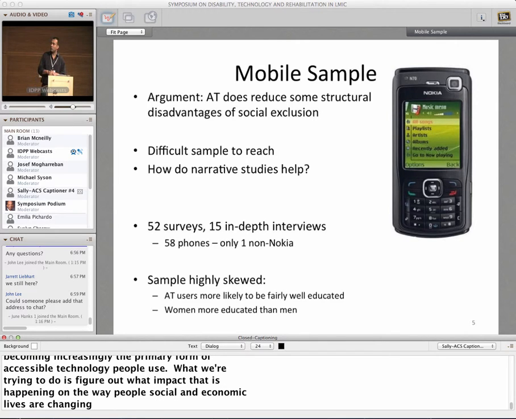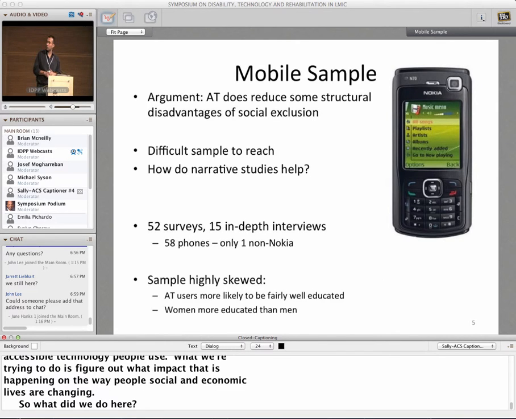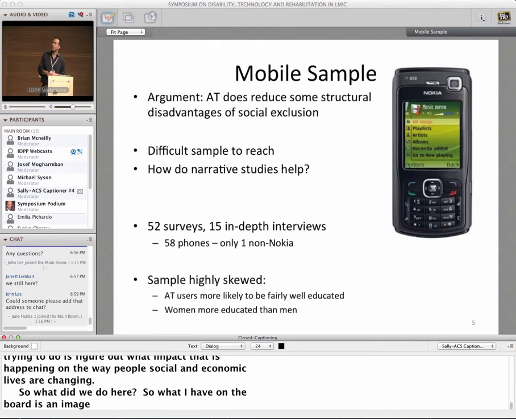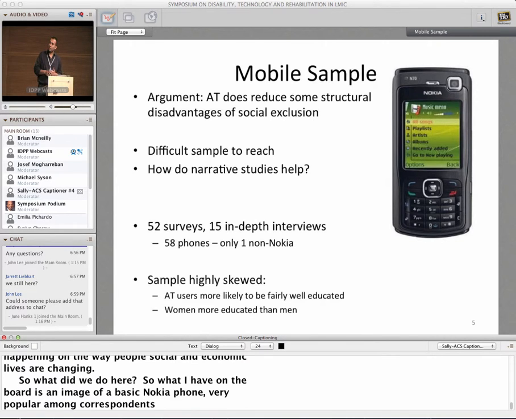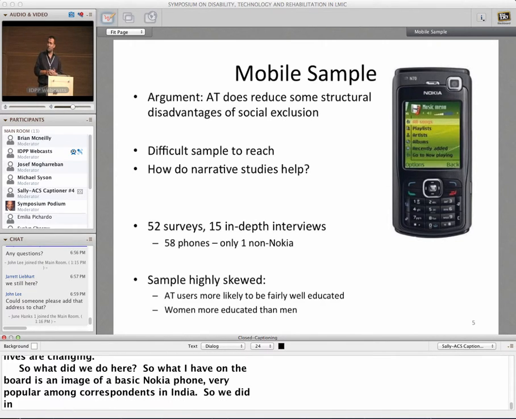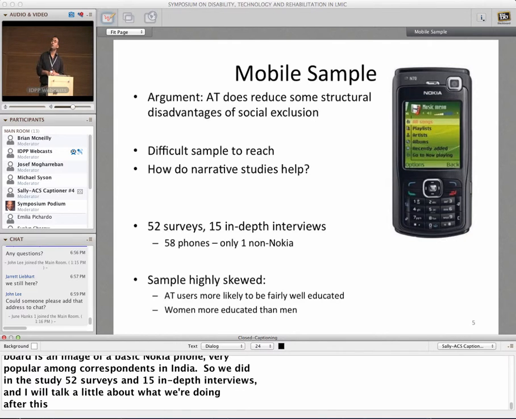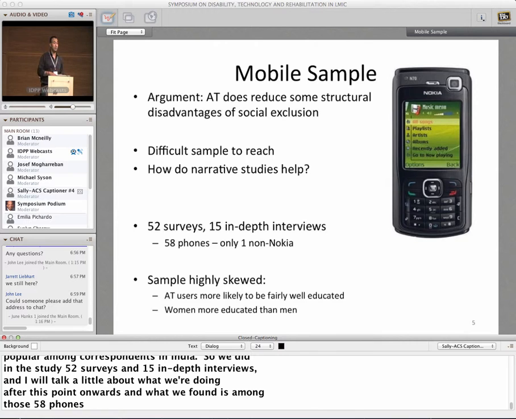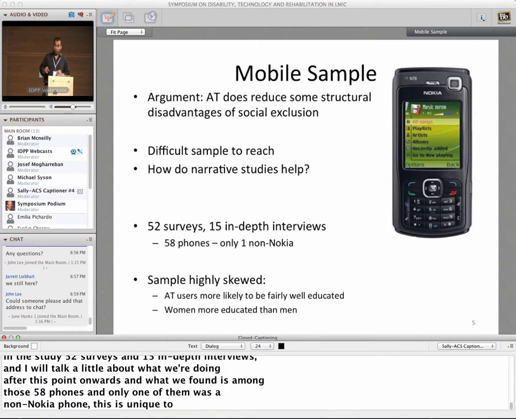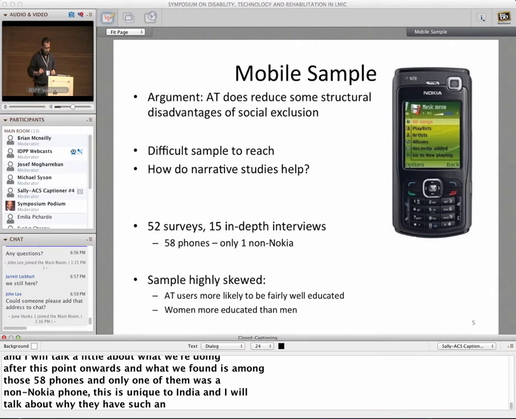So, what did we do here? What I have on the board is an image of a basic Nokia C-series phone, very popular among our respondents in India. In this study, we did 52 surveys and 15 in-depth interviews, and I'll talk a little bit about what we're doing after this point onwards. What we found is that among those, there were 58 phones, and only one of them was a non-Nokia phone. Now, this is unique to India, and I'll talk about why Nokia has such an important role to play here.